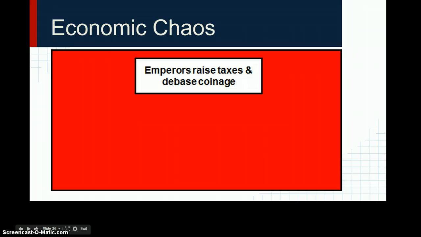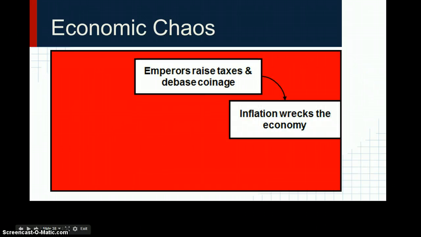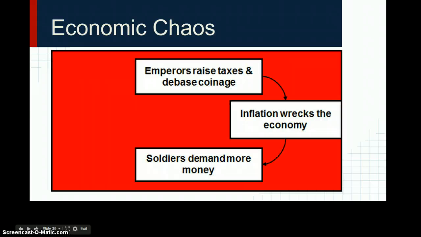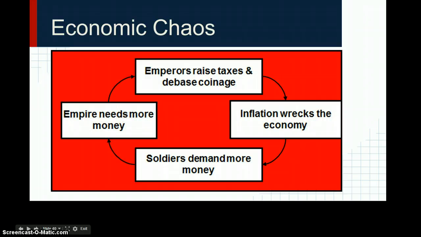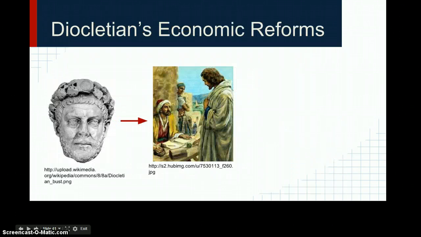Due to the high cost of Asian luxuries, there was a cycle of economic chaos, starting with the empire raising taxes and debasing coinage. This led to inflation, which wrecked the economy. Soldiers in the Roman army demanded more money, which the empire didn't have. The empire needed more money, so it raised taxes and reduced the silver content of the denarii, bringing us back to the beginning of the cycle.